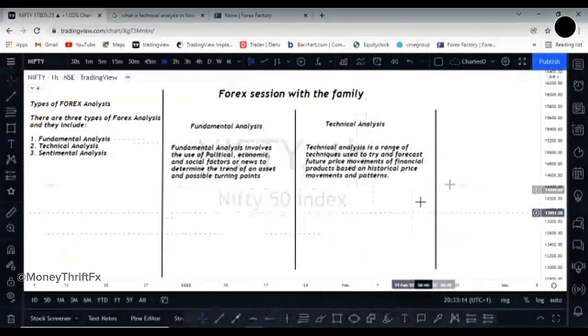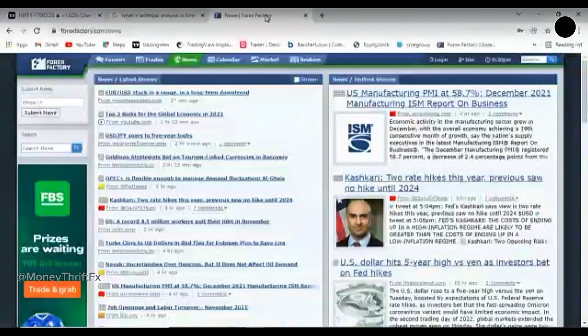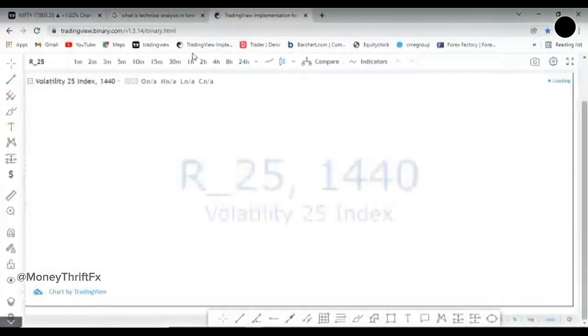So technical analysis is a range of techniques used to try and forecast future price movements of financial products based on historical price movements and patterns. So where fundamental uses news, they read news to be able to determine the trade and then take trades. In technical analysis, they don't read anything like news. What we look out for is something like this. Let me open this kind of chart now, right? So let me use this binary.com volatility indices chart to look at what we have here.